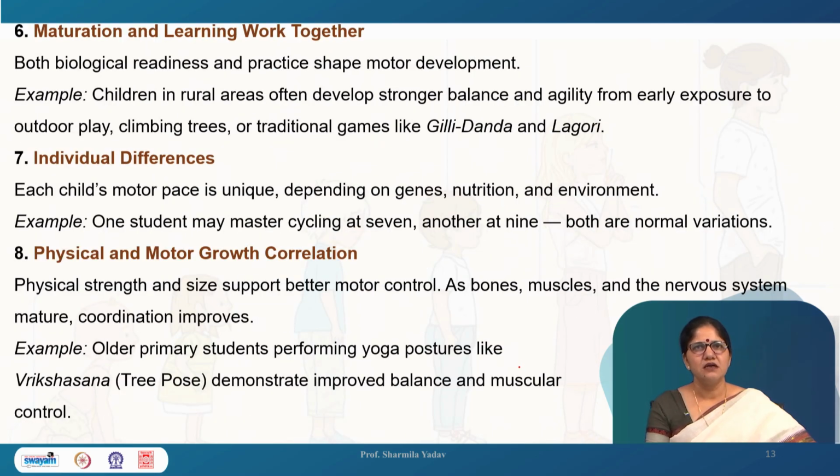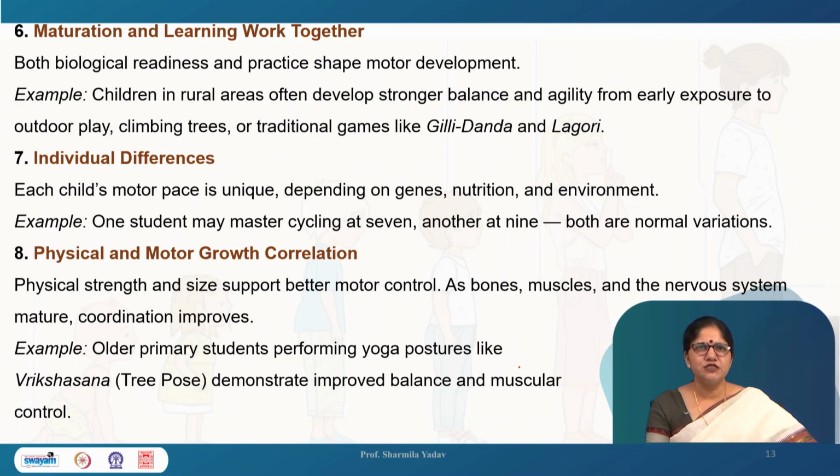Maturation and learning work together. Both biological readiness, which we call maturation, and practice shape motor development. For example, children in rural areas often develop stronger balance and agility from early exposure to outdoor play, climbing trees, or traditional games like gilli danda and lagori.